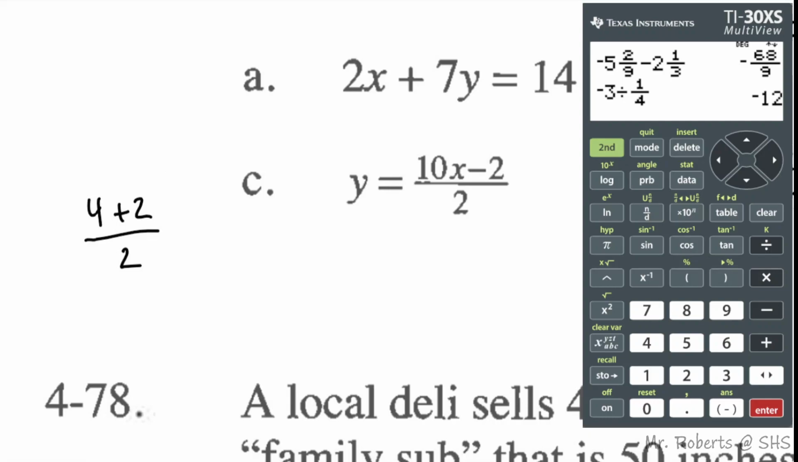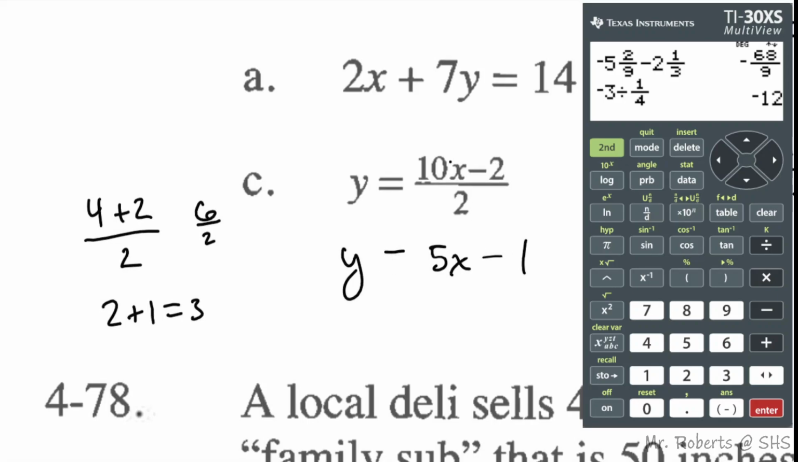However, if I divide both of those terms by 2, it's kind of like the distributive property with the division. I could divide both of them by 2. 4 divided by 2 is 2, and 2 divided by 2 is 1. And sure enough, look at that, that numerator is 6 in the denominator. Oh, I can do that, right? I can. So 10x divided by 2 is 5x, and negative 2 divided by 2 is minus 1.